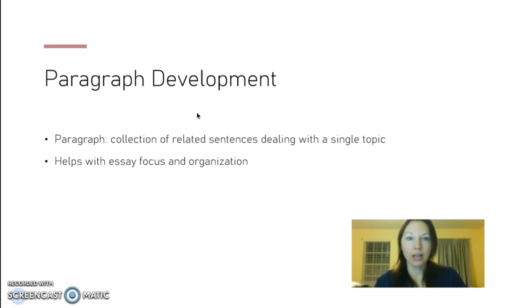So, a paragraph is a collection of related sentences dealing with a single topic. That's how our reading defines a paragraph. So, being able to develop your paragraph well helps keep your essay focused and keep your essay organized. And so that's why it's so important that we talk about this before we move forward to our next 2 essays.